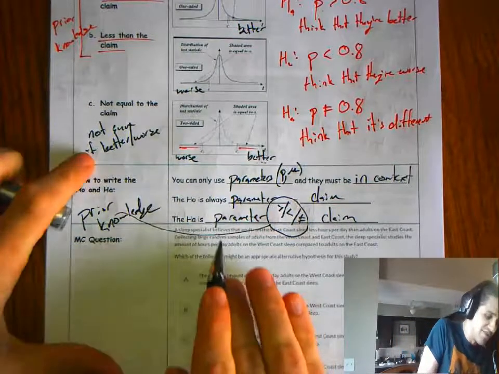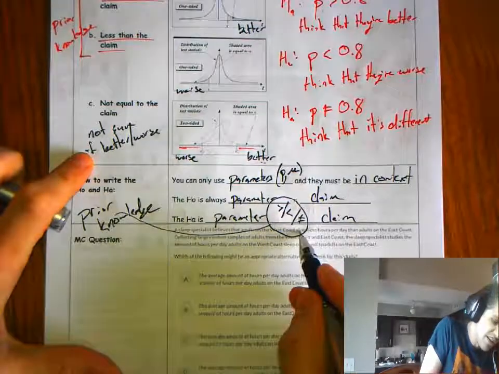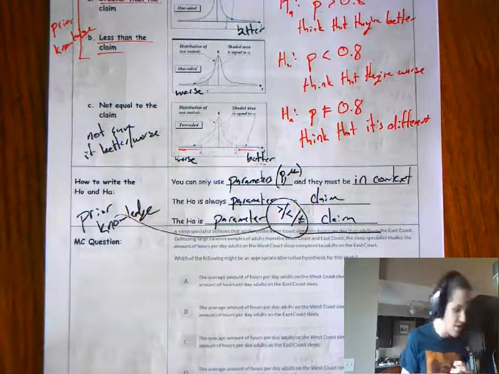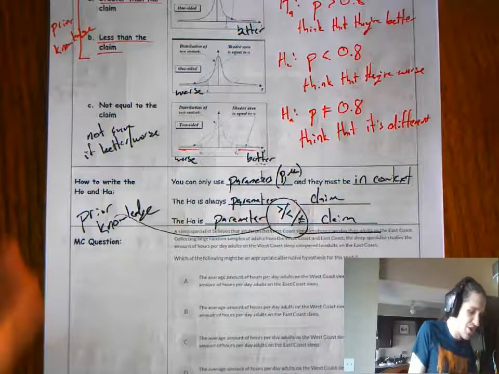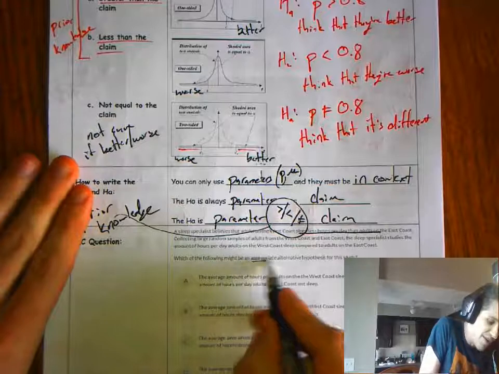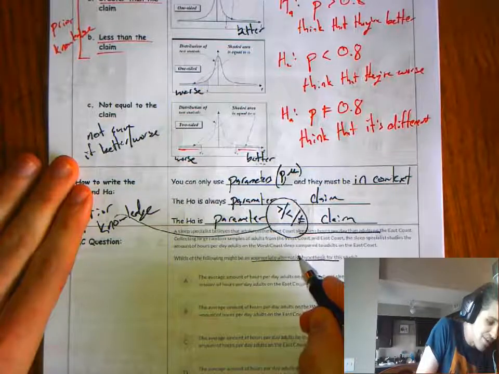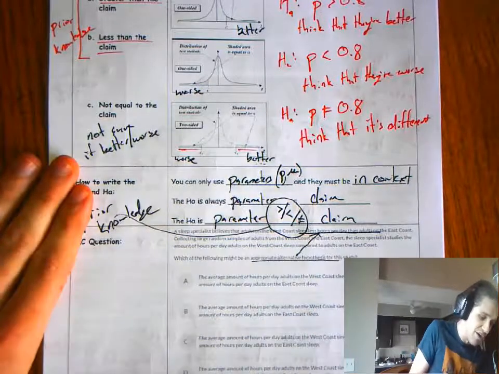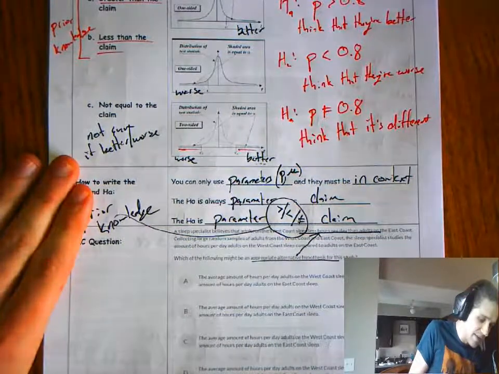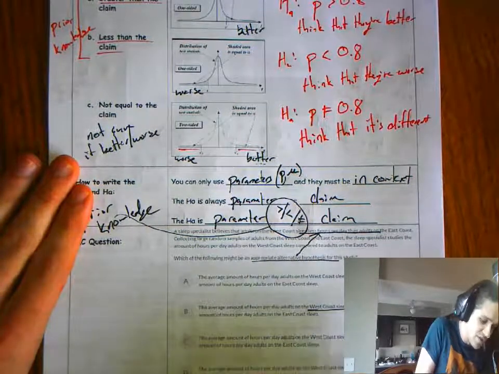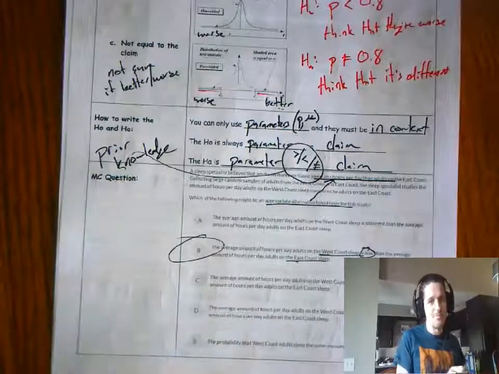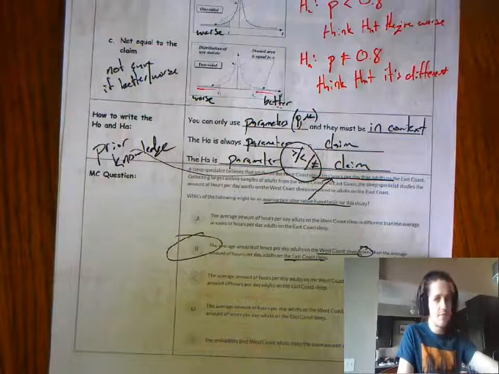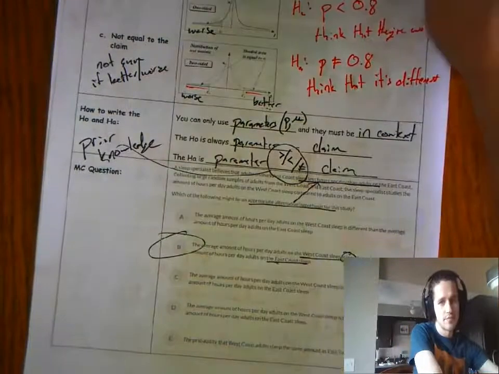A sleep specialist believes that adults on the West Coast sleep fewer hours per day than adults on the East Coast. We take a sample and study the amount of sleep on the West Coast and East Coast. What might the appropriate alternative hypothesis be? The appropriate alternative hypothesis is going to be based on that prior knowledge. That is, the amount of sleep for the West Coast is less than the average on the East Coast. That is answer option B down there.